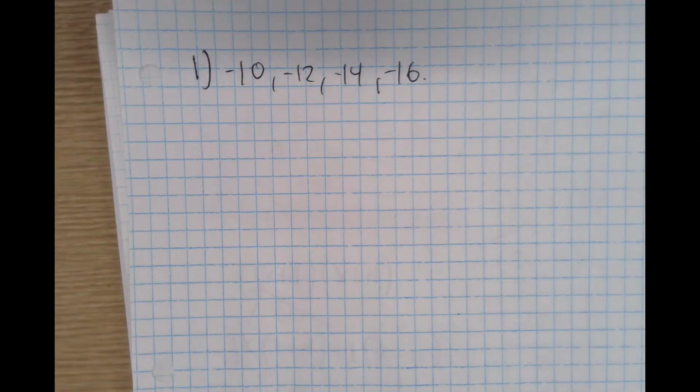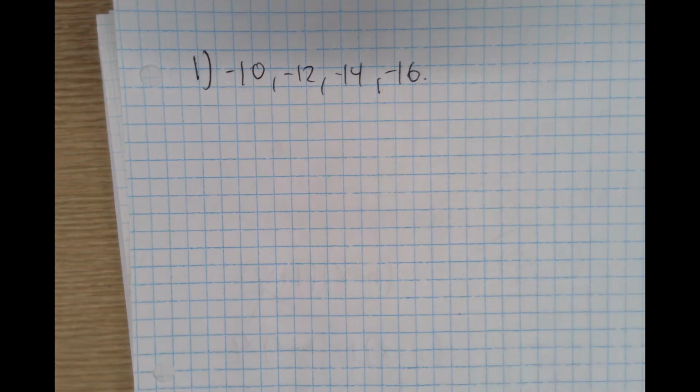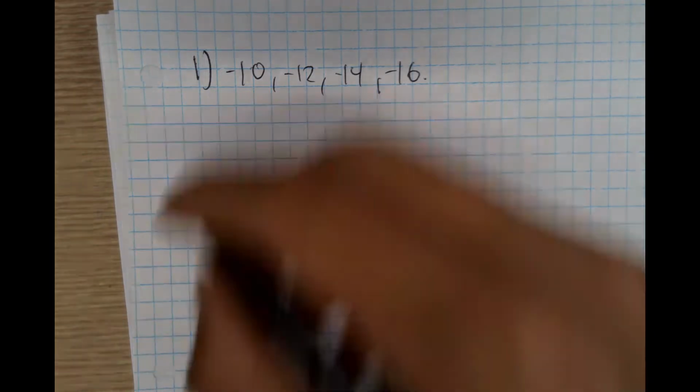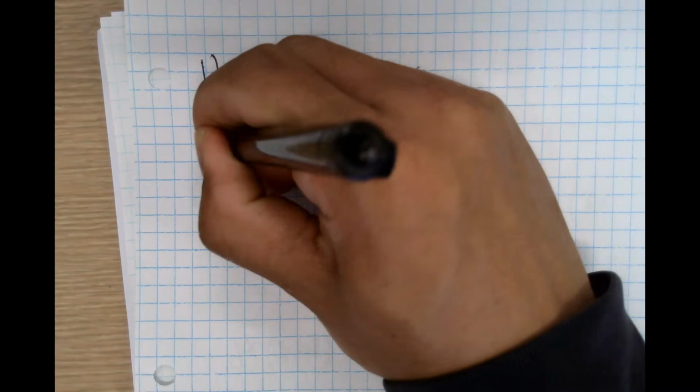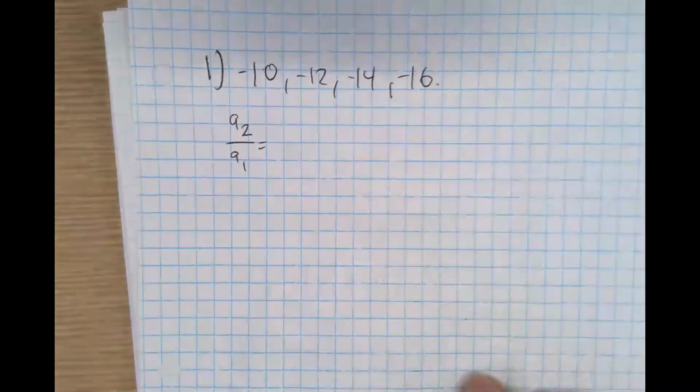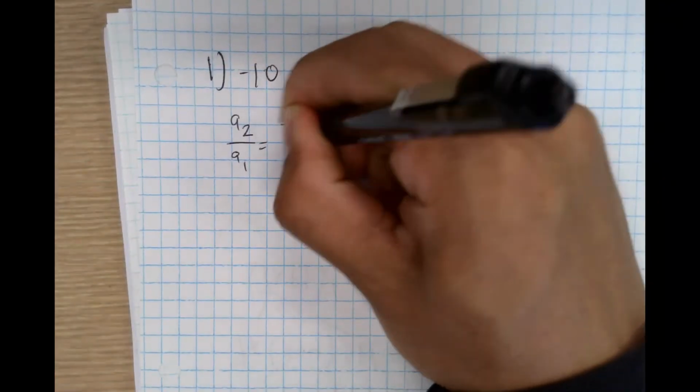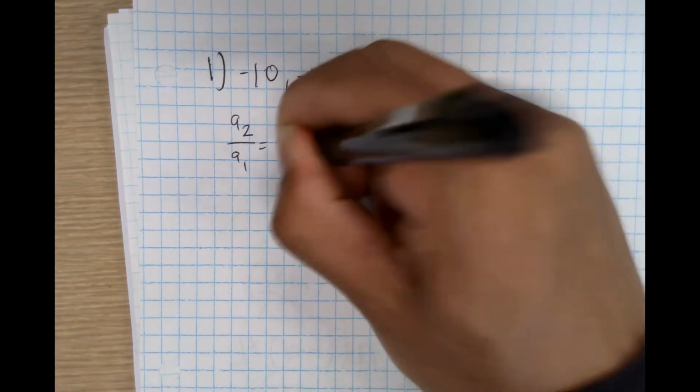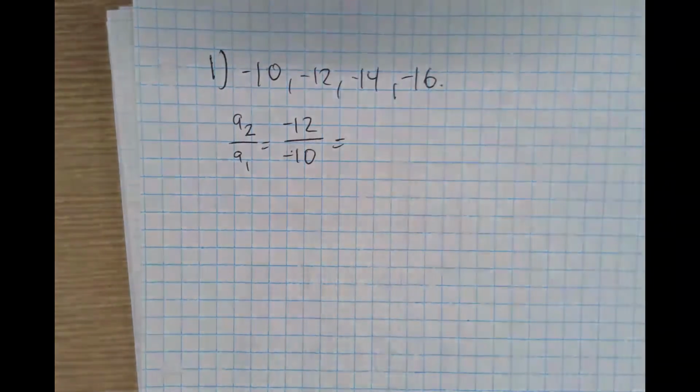What is my first step here? How do I test to see if it's a geometric series? You do A2 over A1. Right, I do A2 over A1. Can you tell me what A2 is? Negative 12 over negative 10. Okay, so it's the first and second terms, and then what do I get as a result?